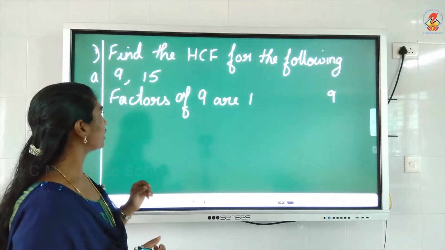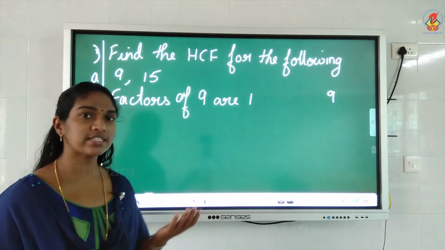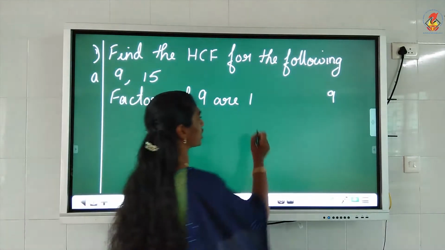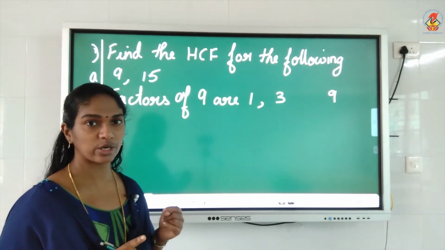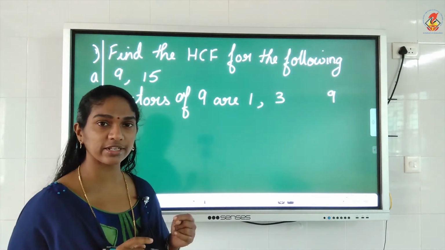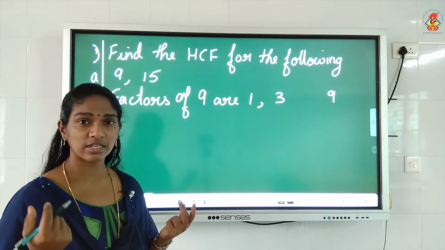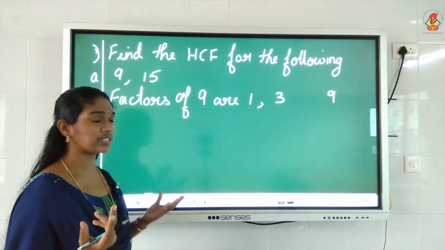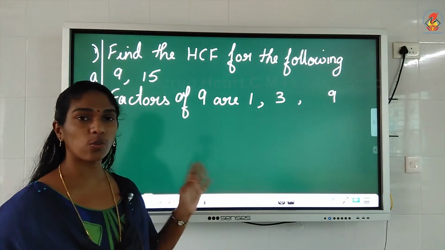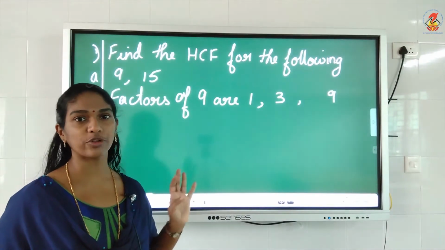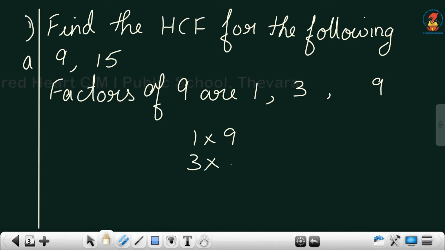Okay. Then, what is the next? Is it there in the 2 table? No. Is it there in the 3 table? Yes. 3 into 3 is 9. So, put a comma. I wrote 3 only once because 3 into 3 is 9. Okay. Then, 4 table, is there 9? No. 5, 6, 7, 8 tables? No. 9 table? Yes, we have already written 1 into 9 is 9. So, what are the factors of 9? 1, 3 and 9. This is how we are going to write. We are not going to write like this: 1 into 9 is 9, 3 into 3 is 9.